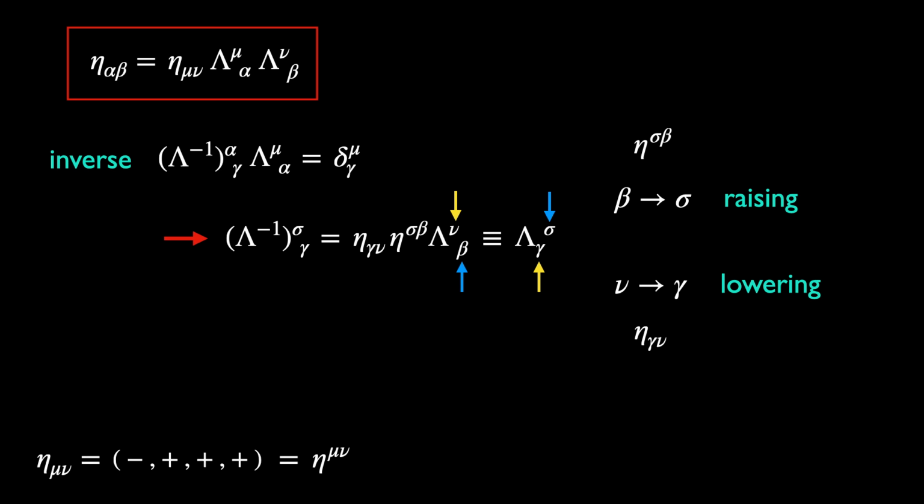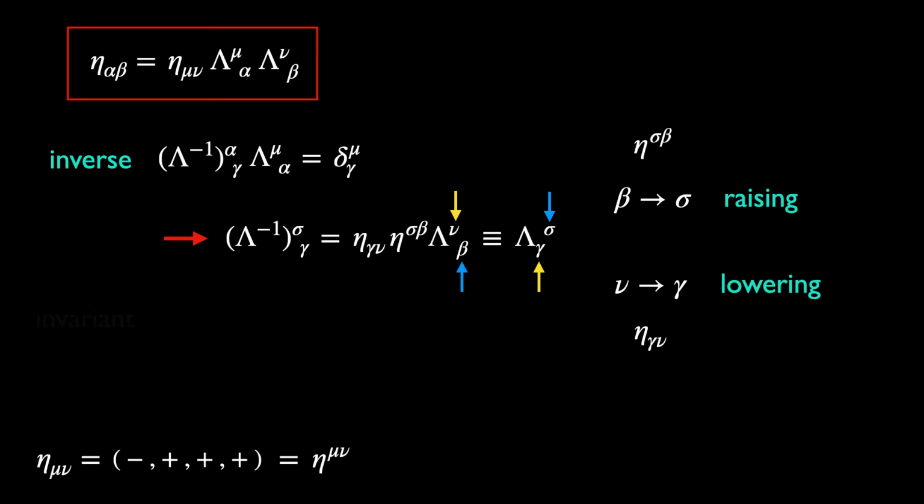We shall encounter such raising and lowering of indices very frequently in subsequent lectures. Usually, an object is defined with a certain original arrangement of indices. From this, we may derive new objects by raising or lowering indices using eta, as we have done here.